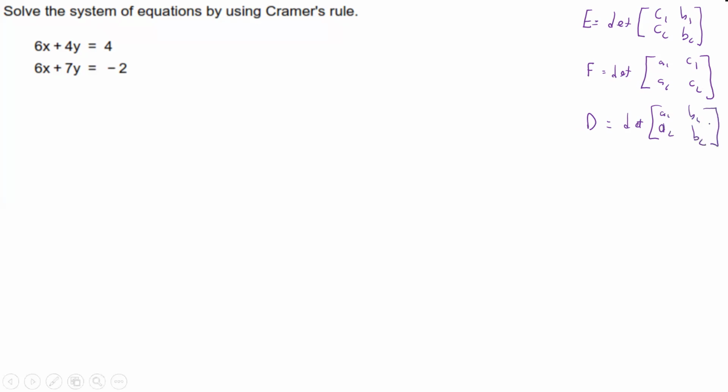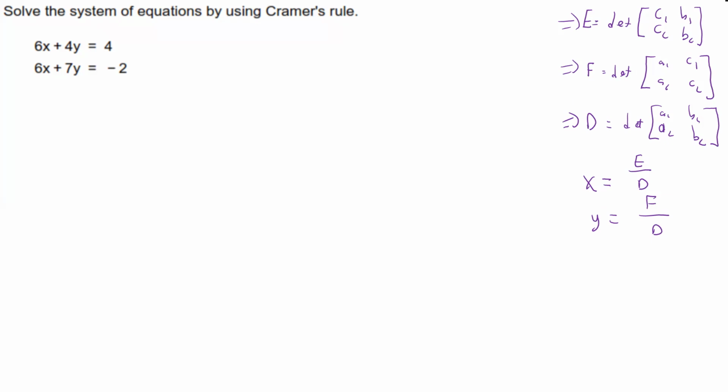Okay. Now, what happens is we can solve and find x is equal to what? Well, x is going to be equal to E over D, and y is going to be equal to F over D. So once we find these three determinants, basically, then we just plug them into this and we can get our values out for x and y.